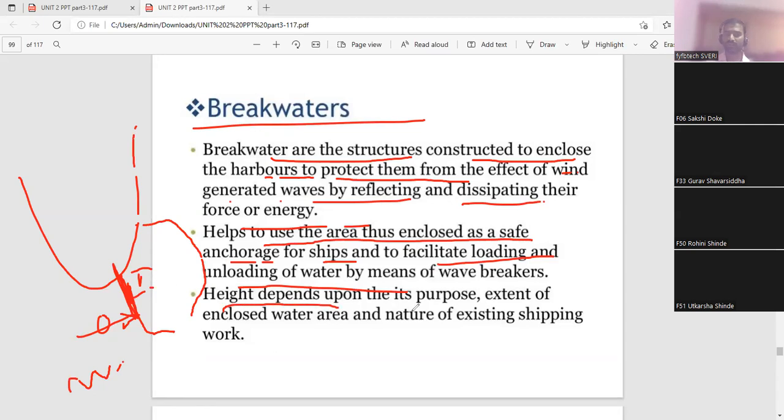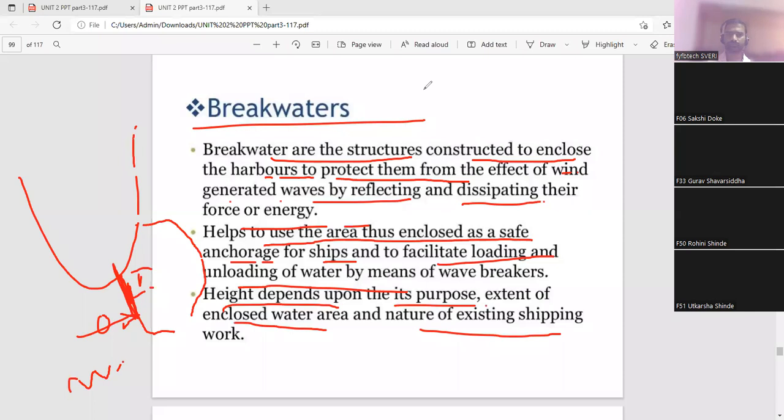The height depends upon its purpose, the extent of enclosed water area, and the natural existing shipping work. So how much the height of this breakwater is depends upon its purpose. If it is a very important work, then the height will be very high. If it is not so important, then the height of the breakwater is very low.